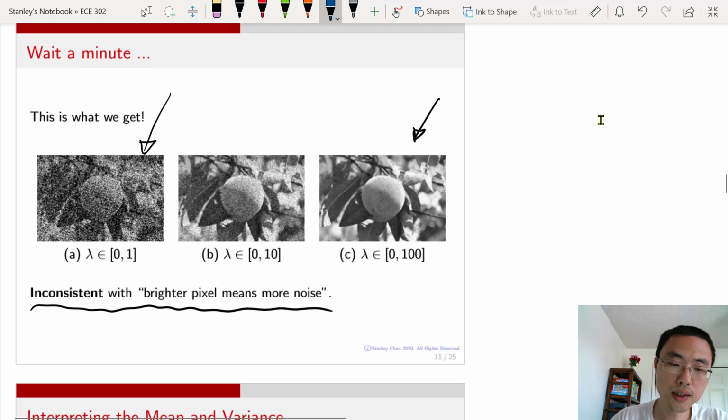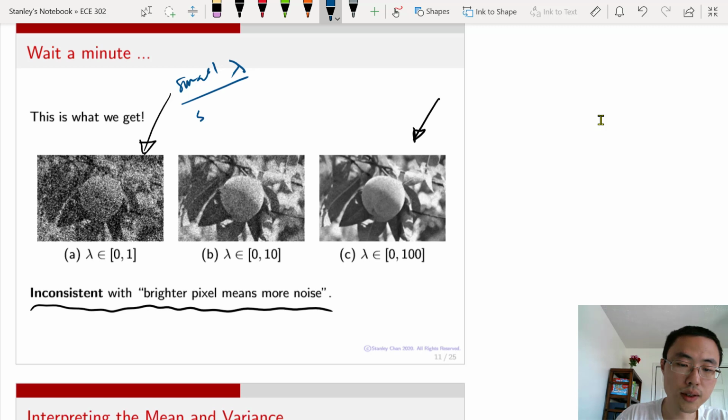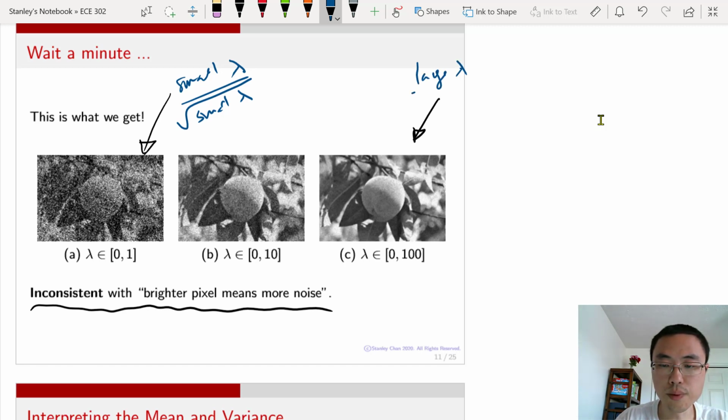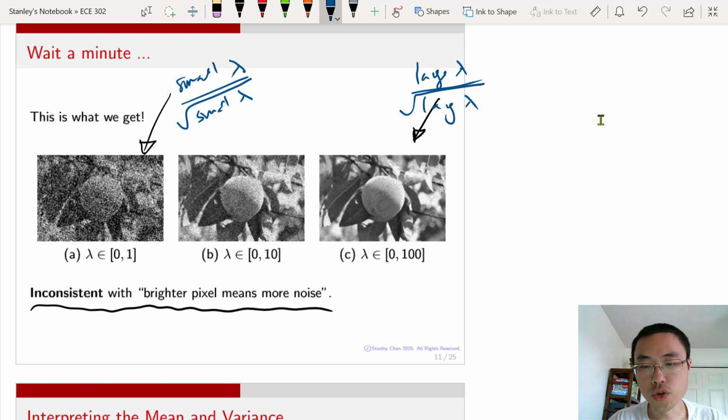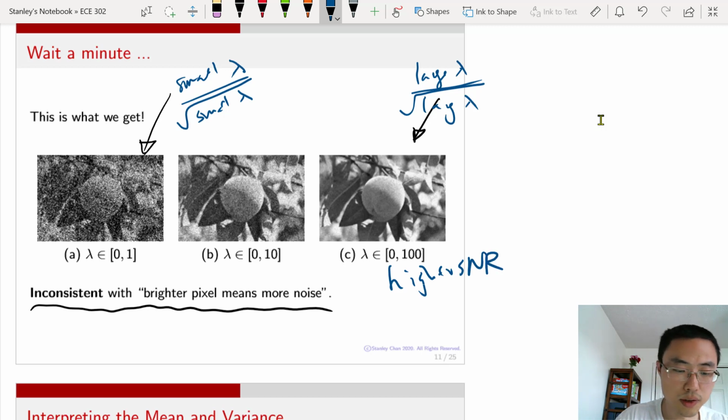And therefore, if you go back to this picture here, here you have a smaller lambda, a small lambda, so that's the signal, that's the noise. But when you take a square root, compared to here, you have a large lambda divided by the square root of a large lambda. Eventually, this one is still a larger value than this case. So this is a higher SNR. This is a lower SNR.